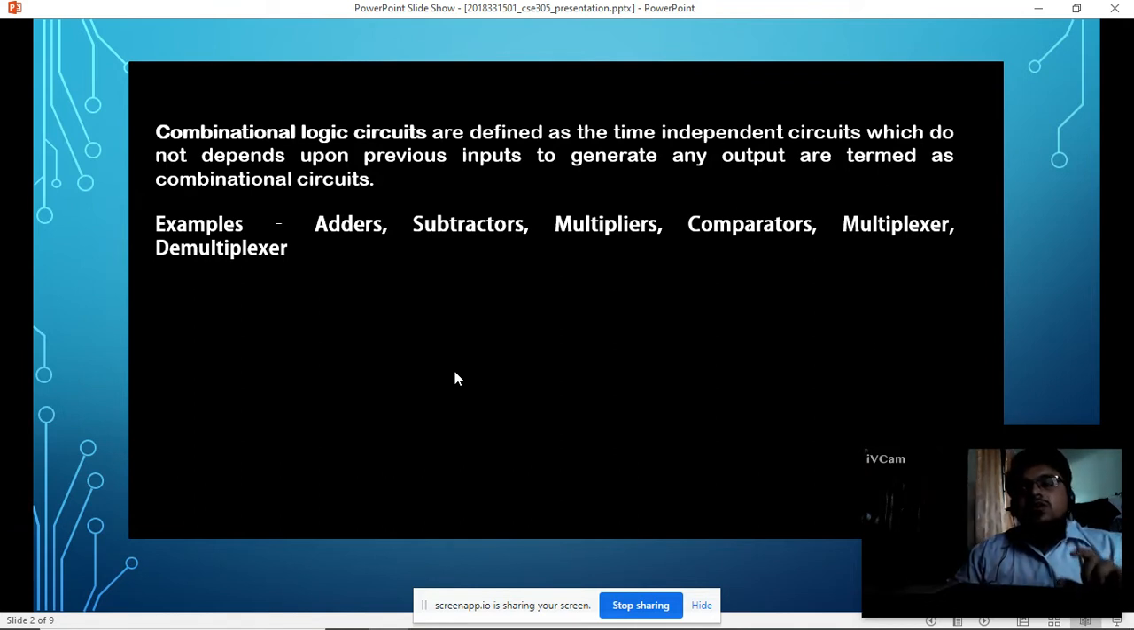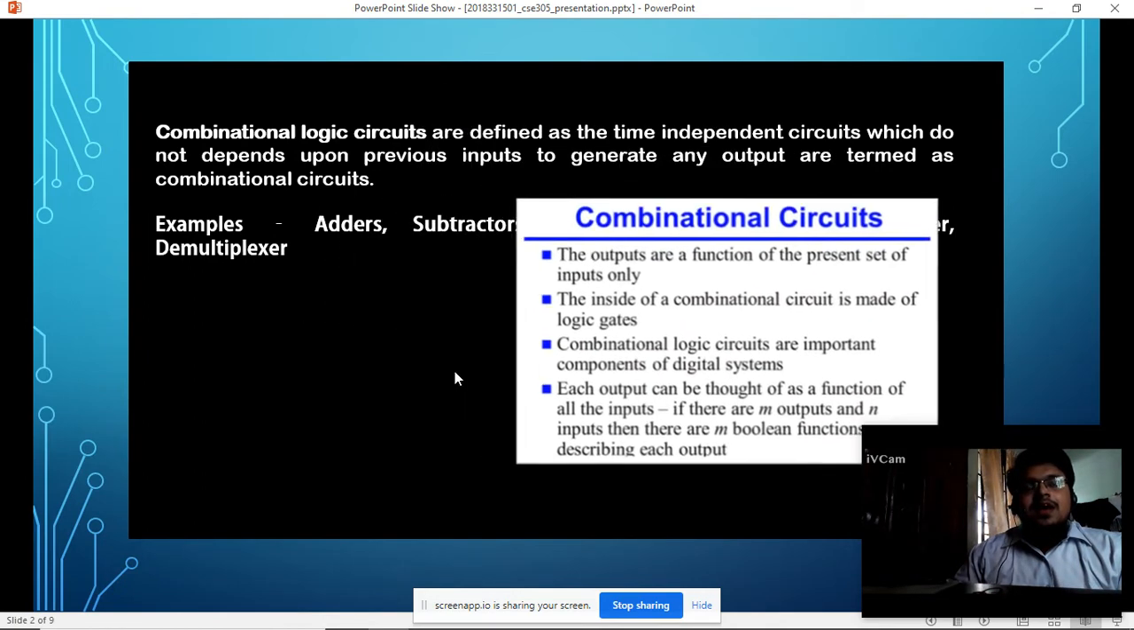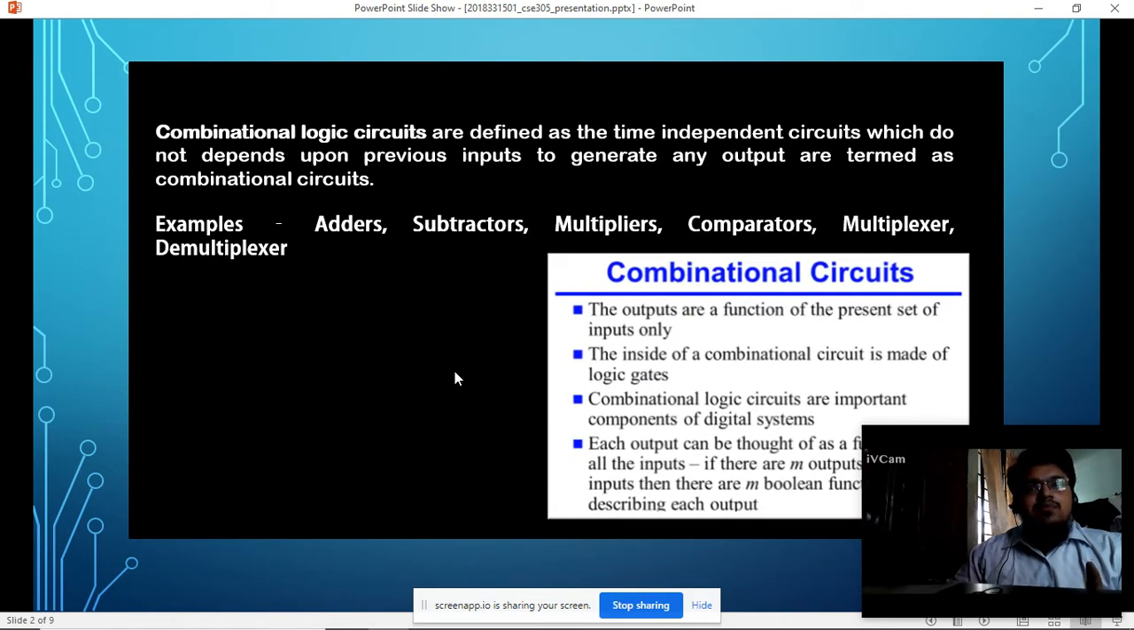So a combinational logic circuit doesn't depend on the previous input. It only depends on the present state. I have also included some of the characteristics of combinational circuits, and here I have included the outputs. The outputs are a function of the present set of inputs only. The inside of a combinational circuit is made of logic gates.